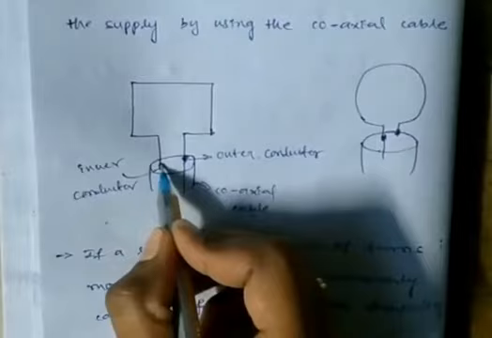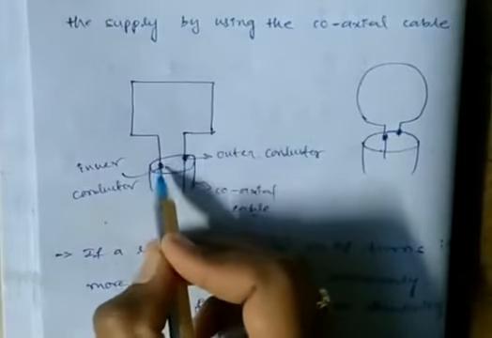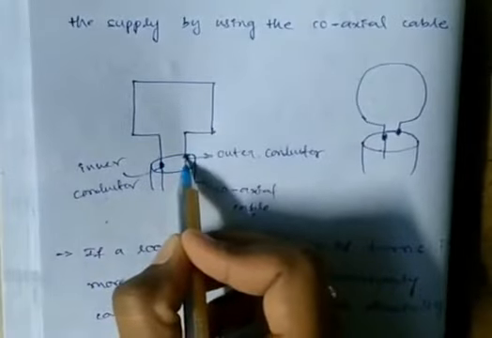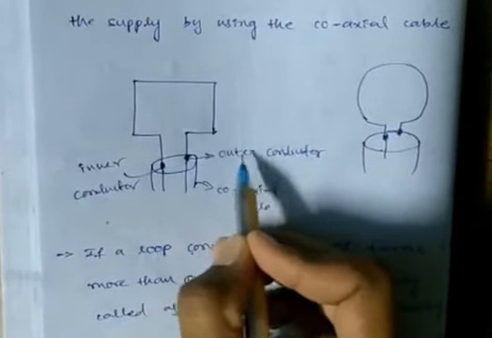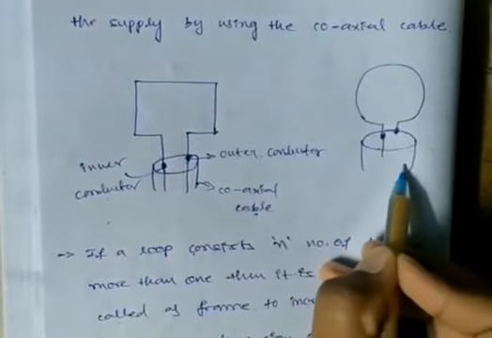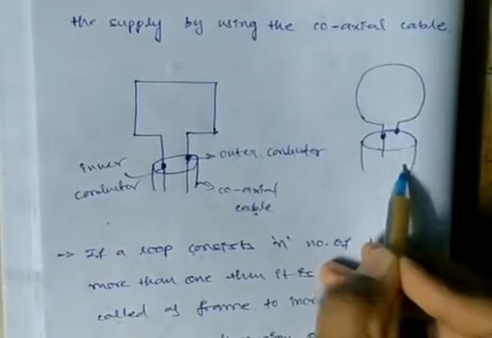Here one end of the square loop antenna is connected to the inner conductor and the other end of the square loop antenna is connected to the outer conductor of the coaxial cable for feeding purpose. Like this, for all the loop antennas, we connect the coaxial cables for feeding purpose.